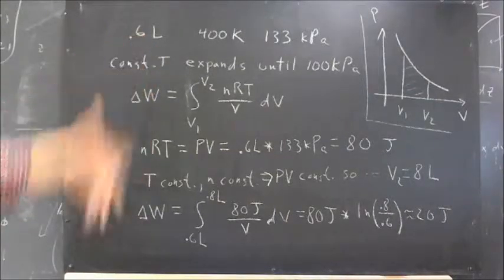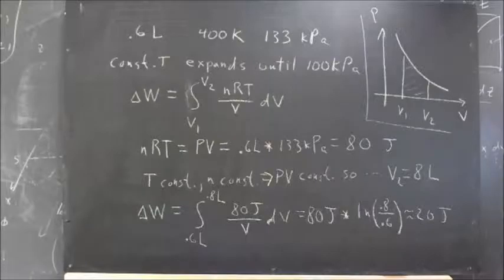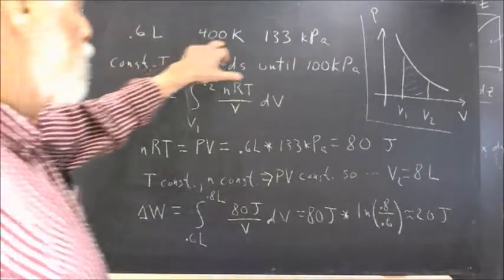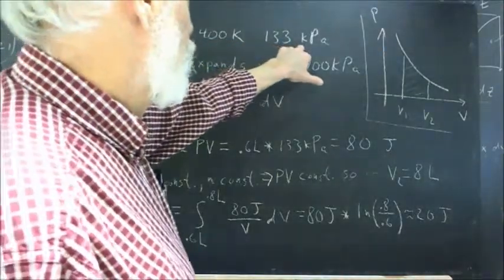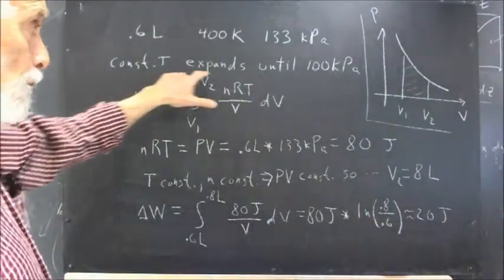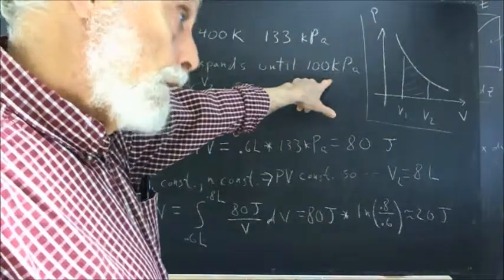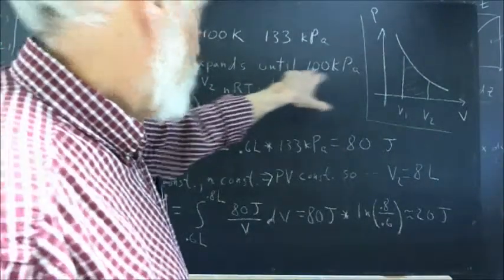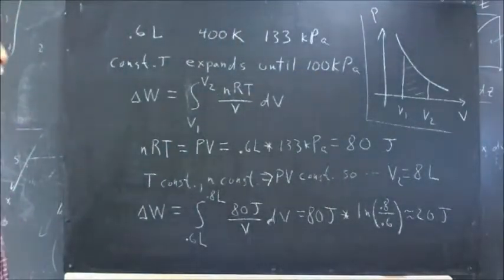Okay, next question, I believe it's the L2 question. We've got 0.6 liters of gas at 400 Kelvin, 133 kilopascals, and at constant temperature we want to expand this until the pressure is 100 kilopascals.